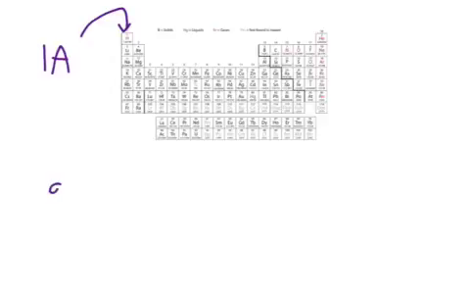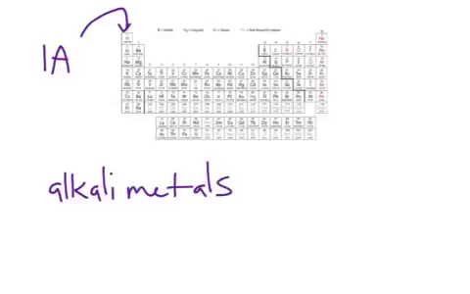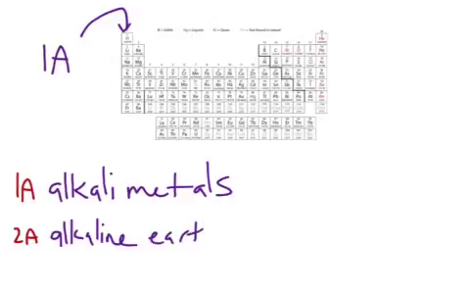Group 1A are called the alkali metals. Group 2A are called alkaline earth metals. It's very closely named after group 1A, so be careful about that. But it does end in -ine, and then earth metals.